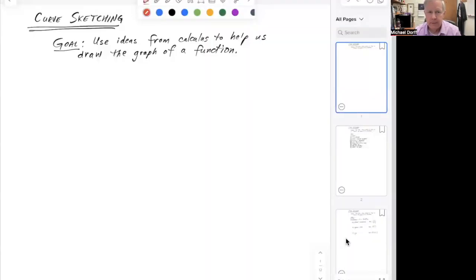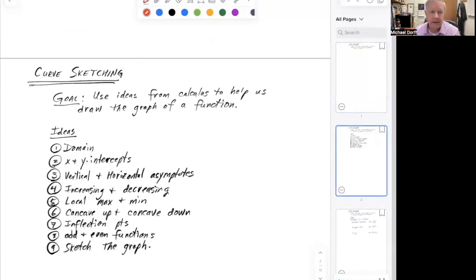We're going to continue our discussion about calculus. Today we're going to talk about curve sketching. So we're going to use the ideas from calculus that we've developed in order to help us draw the graph of a function. To do this, there's going to be some main ideas that we're going to use. Let's go over those main ideas.